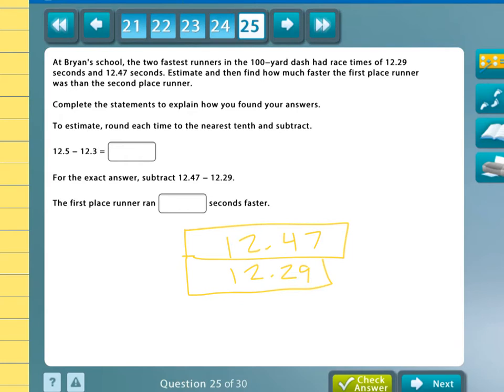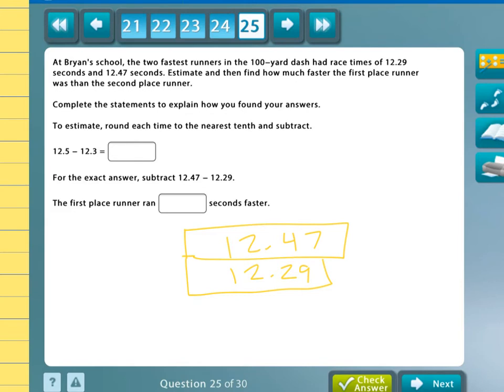So let's estimate this. Because they're so tight, we're going to estimate to the nearest tenth. In a number like this, you always want to estimate to a place that's going to make sense. If we estimate down to the ones place, we'd end up with 0, and that's not going to really help us. So we estimate down to the tenth.